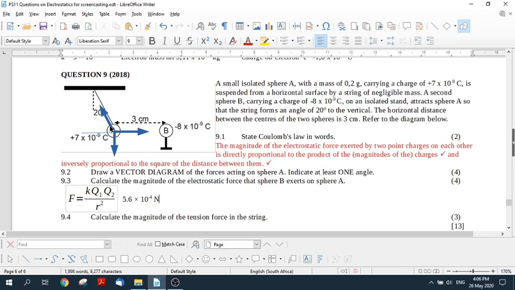But because you've got a force diagram, what you can also do is you can say, okay, this system must be in equilibrium.